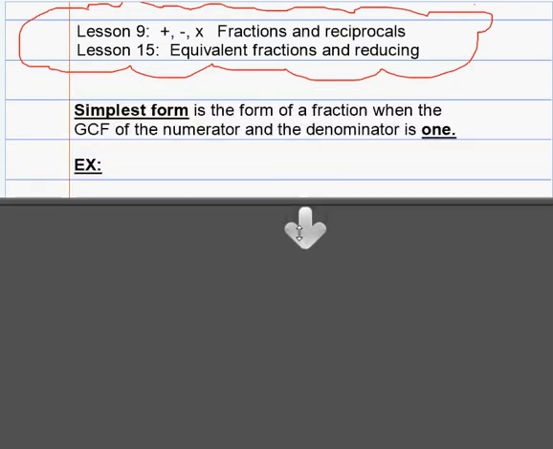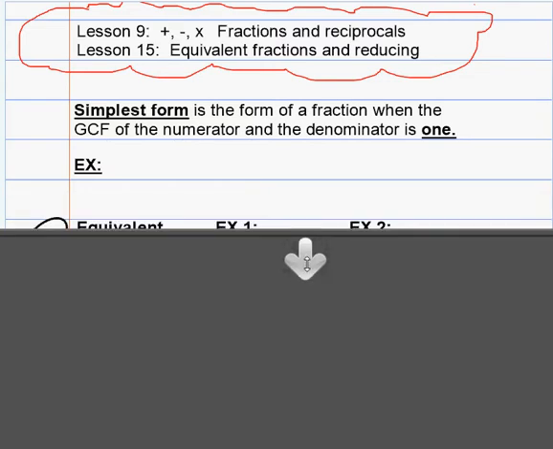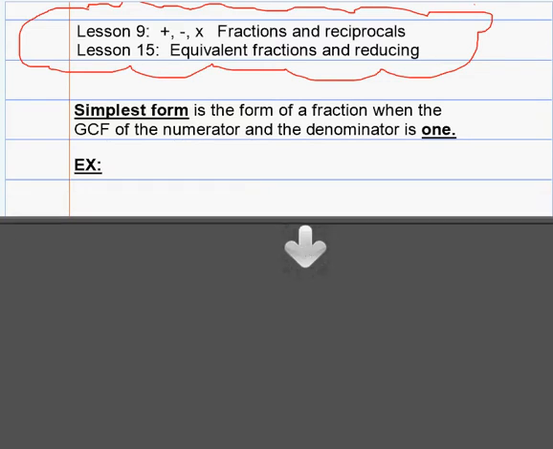So first thing we need to talk about is the simplest form. Simplest form is the form of a fraction when the GCF, and remember that's greatest common factor, of the numerator and the denominator is 1. And so what we're saying is that we're going to want to make sure that the only number that the numerator and the denominator have in common to multiply to get those numbers is 1. Okay, so here's an example.